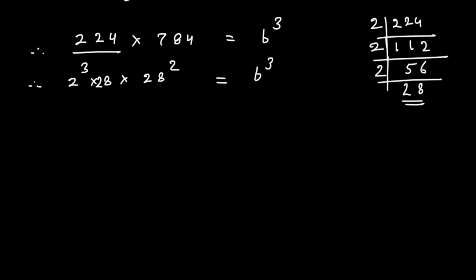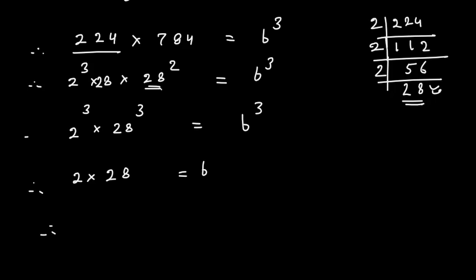You can understand why I have not factorized this 28, because I am already getting powers of 28. So therefore here it is 2 cube into 28 cube, and here it is b cube. So when you take the cube root, you will get 2 into 28 is equal to b. 2 into 28 is 56. So the value of b is 56.